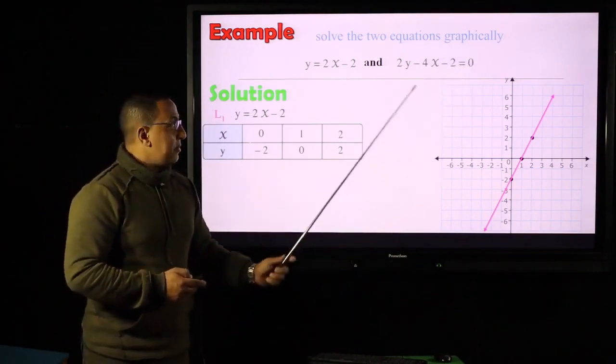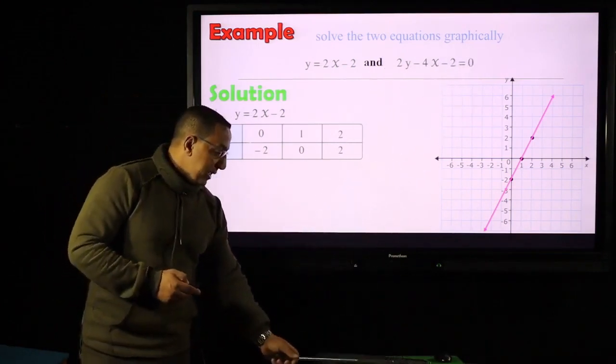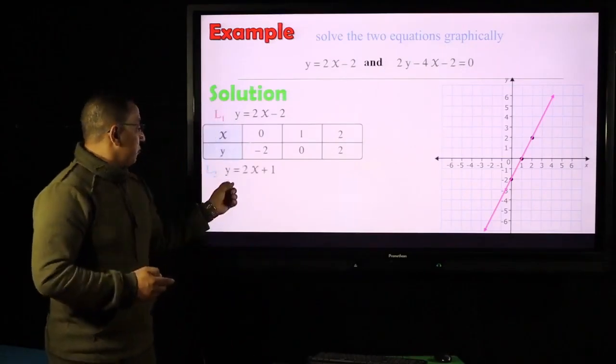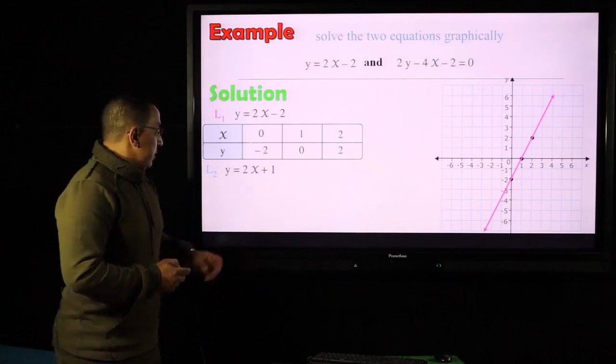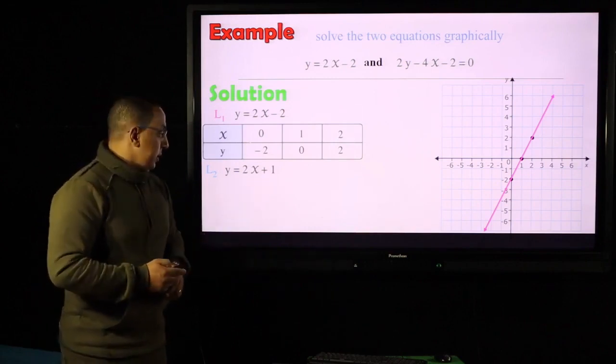The other one, here I'm going to send minus 4x to the right side and minus 2 to the right side, and then divide by 2. It will be like this: y equals 2x plus 1. Then I'm going to write the table.